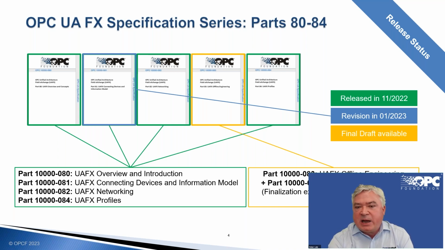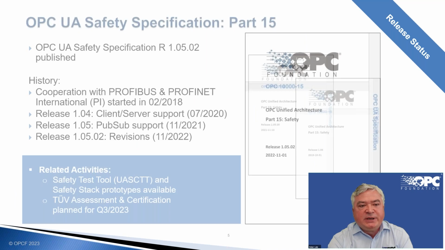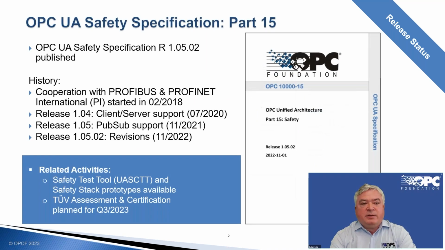One important aspect that I already mentioned is functional safety, because this project was actually started even before we launched the FLC initiative. We already have 3 releases out. The first release was supporting client server, the release 1.05, then extending to PubSub support. And also November last year, we had a revision of the specification, which has the version number 1.05.02.